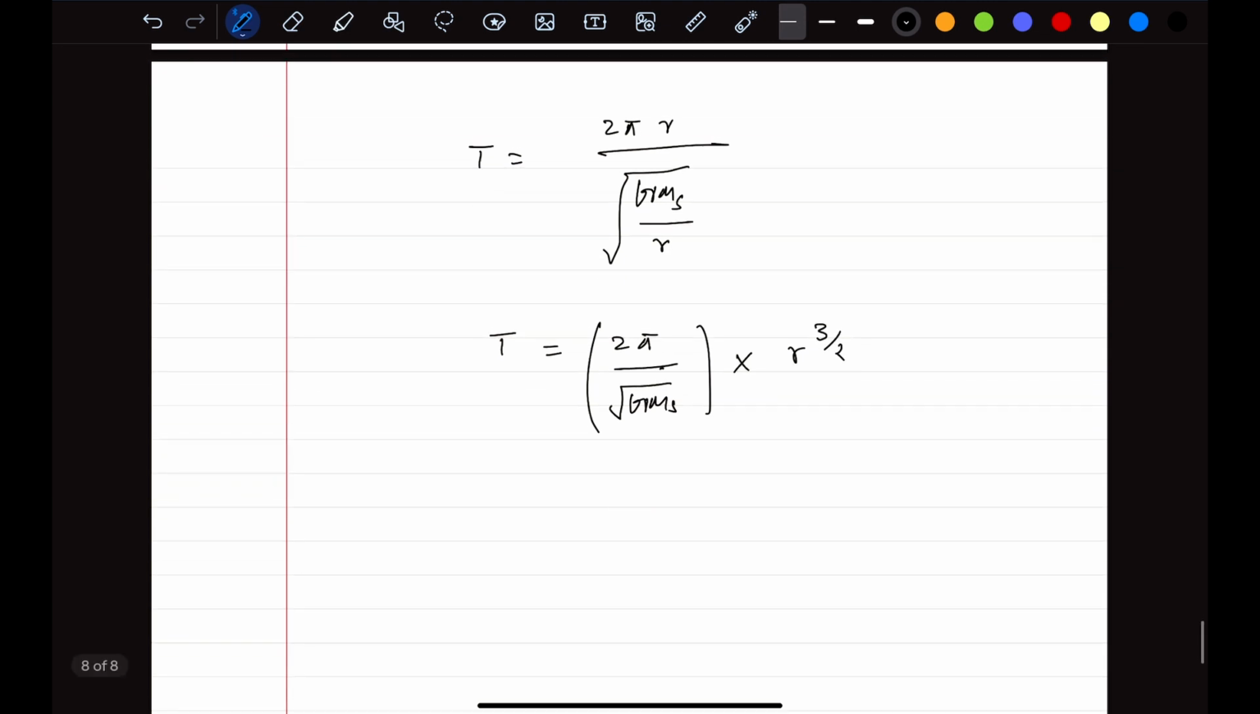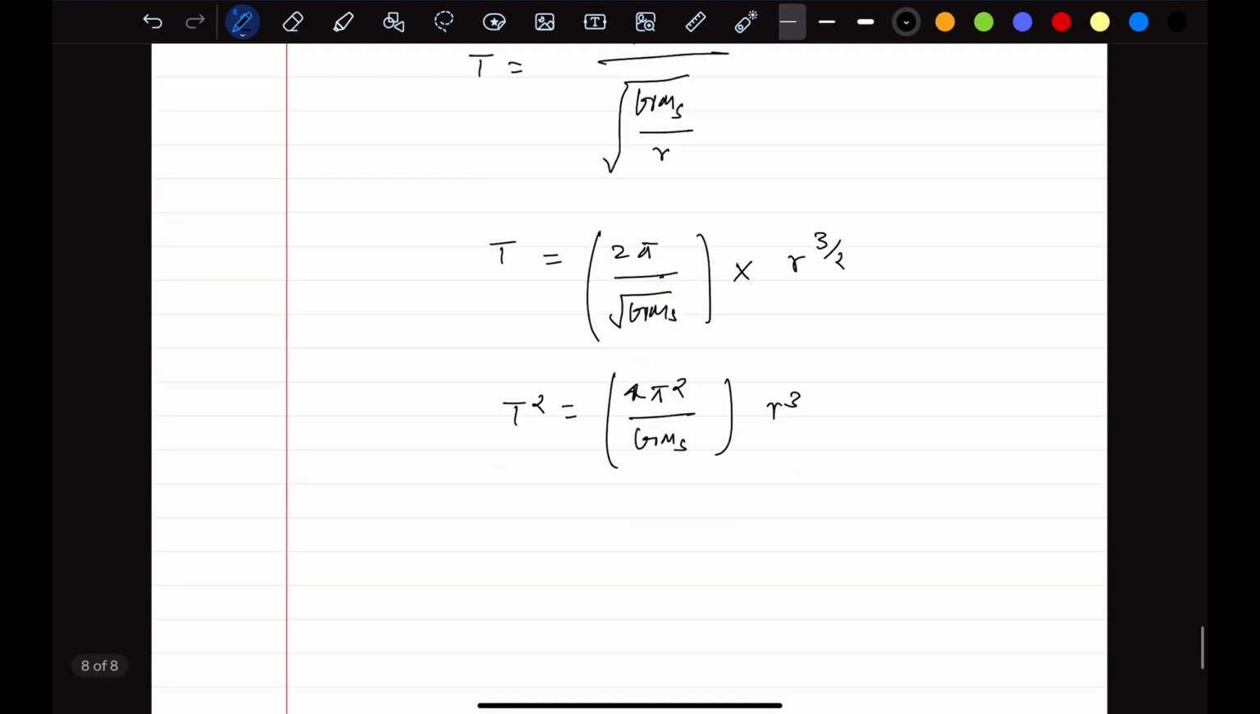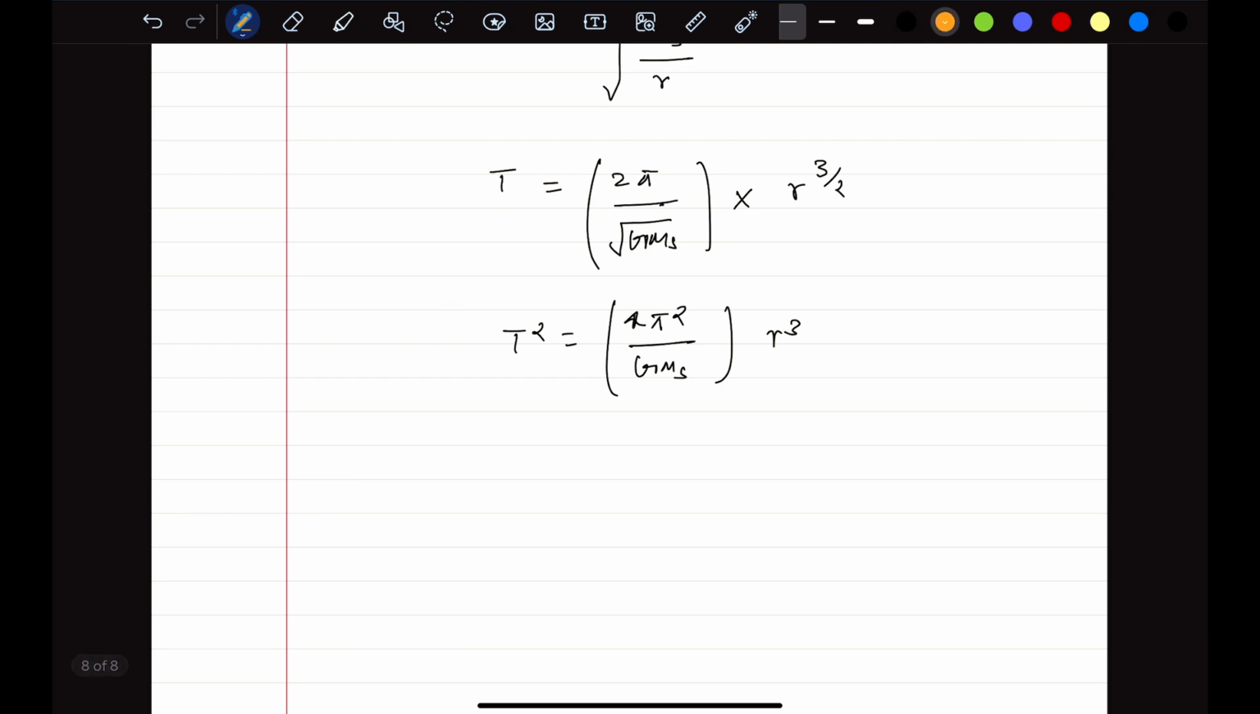Now let's square both of the sides, then you will get T square is 4 pi square divided by GM multiplied by r cube. Now this is just a constant, isn't it? So from here I can say that T square is proportional to r cube. This is how I can prove that the planet's time period squared is proportional to r cube. Now r can be taken as the semi-major axis, right?